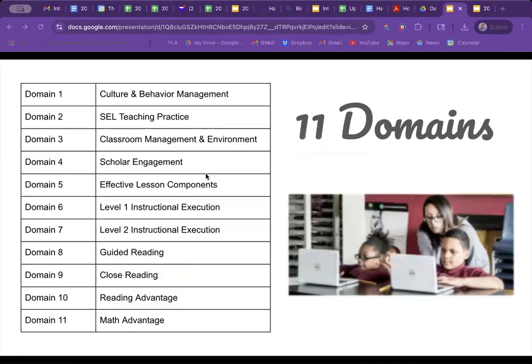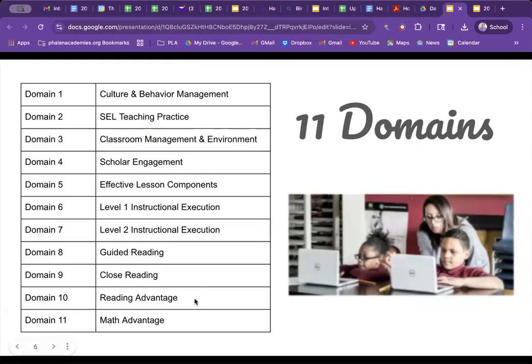The PLA coaching cycle platform includes 11 domains or focused areas of observation based on Charlotte Danielson's framework. You will see on this slide the 11 domains. Important to note is that you will not be observed on all the domains. You will only be observed on the domains that apply to you.